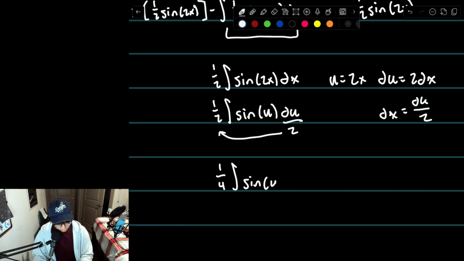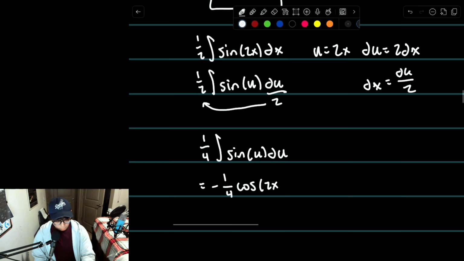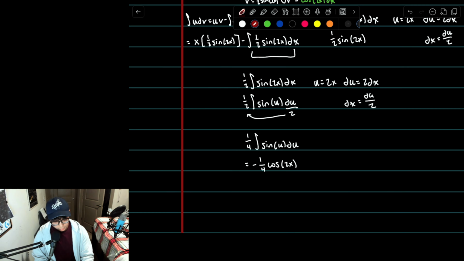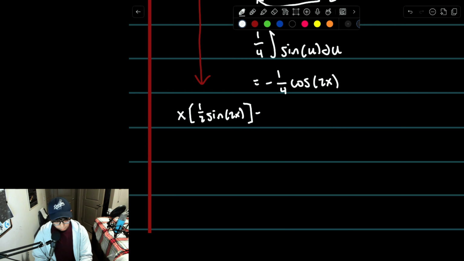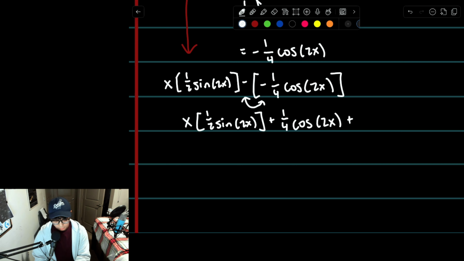times the sine of u du, which in turn gives us negative 1/4 cosine 2x. Since we plug back in our u, we will now bring our first part of the equation down and plug in what we just received. We can further simplify with this double negative to make it positive. And lastly, don't forget your plus c.